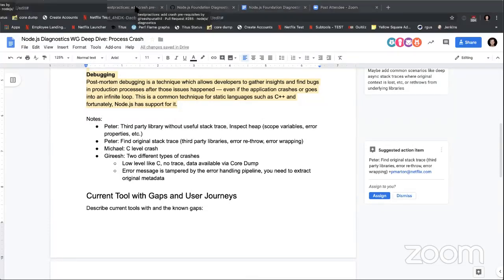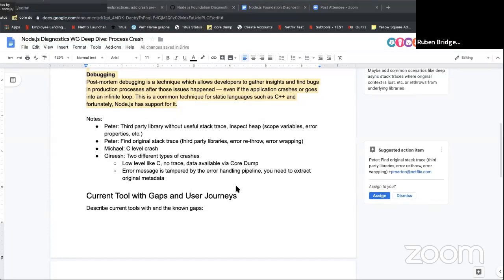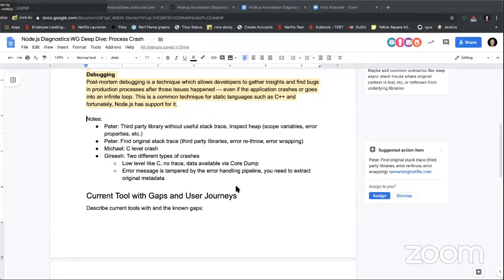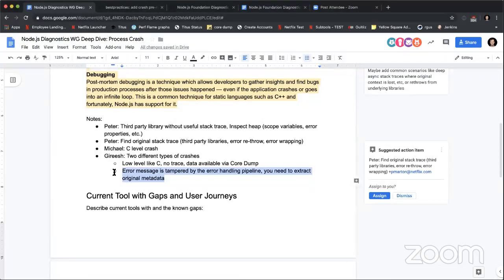Yep. Okay. So before we really jump to core dumps and ways to find them, the second one resonates, the error message being tampered with by the error handling pipeline, which is what I shared. Can you talk a little bit about the low-level C-like use cases? I know it can happen, but to be honest, I didn't run into this much, so I have really limited context about why and how it can happen. Could you maybe share some examples around it?